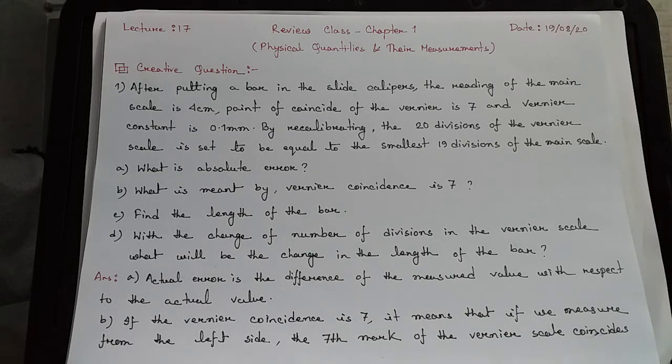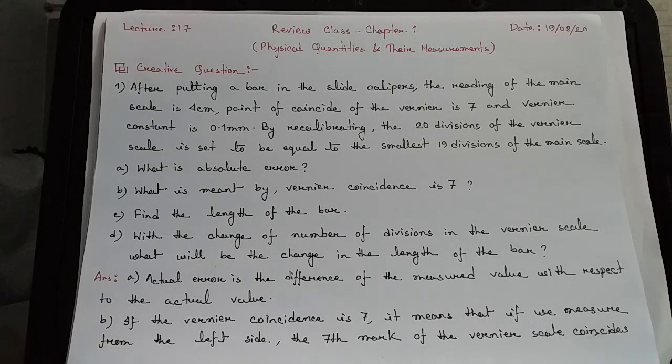First one is, what is absolute error? Second one is, what is meant by vernier coincidence is 7? That means if the vernier coincidence is 7, what is meant by this term? Third, find the length of the bar. And question D, with the change of the number of divisions in the vernier scale, what will be the change in the length of the bar? So these are the questions according to the stem.